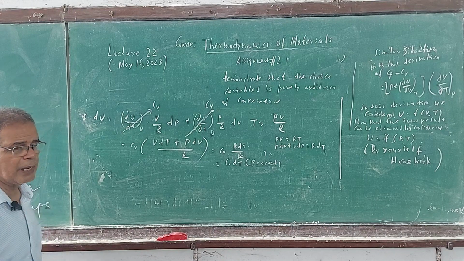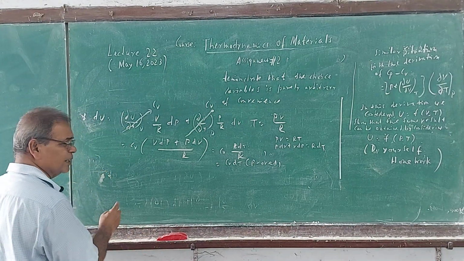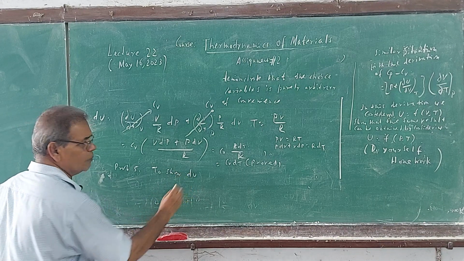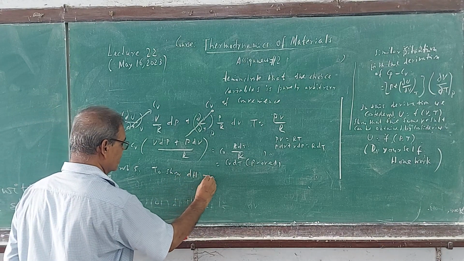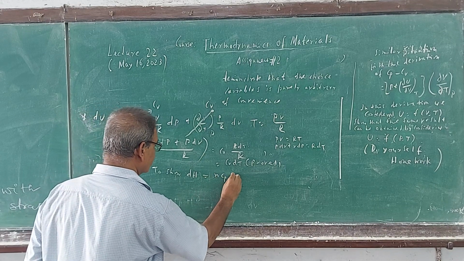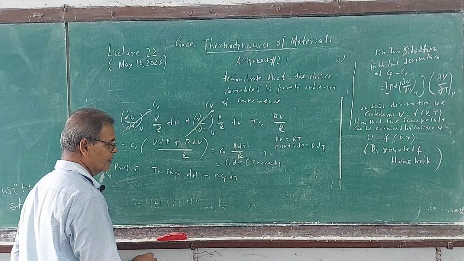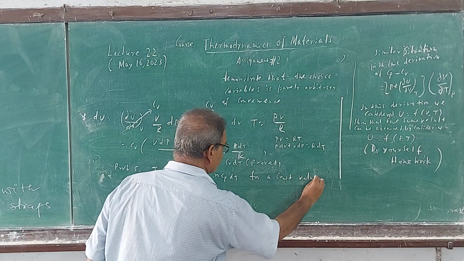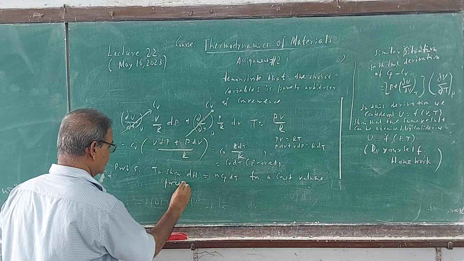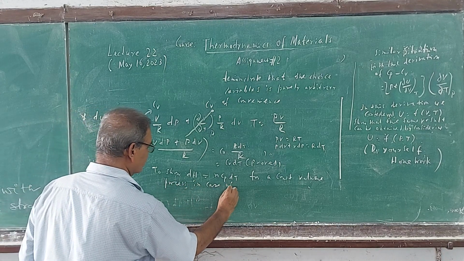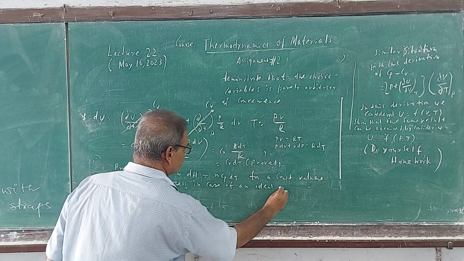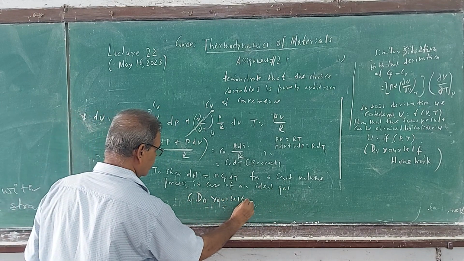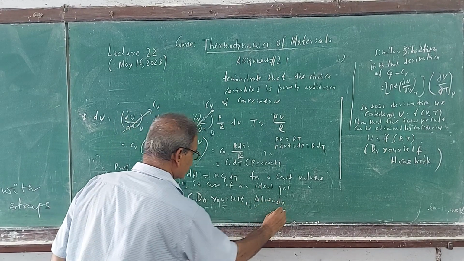So, problem 5, the next problem after problem number 4. You have to show that dH is nCp dT for a constant volume process in the case of an ideal gas. You do it yourself. It was already shown in the class.